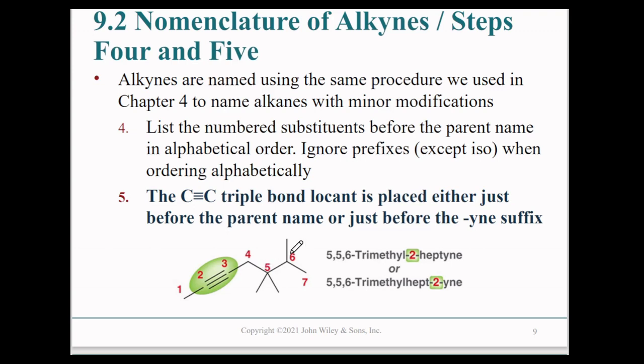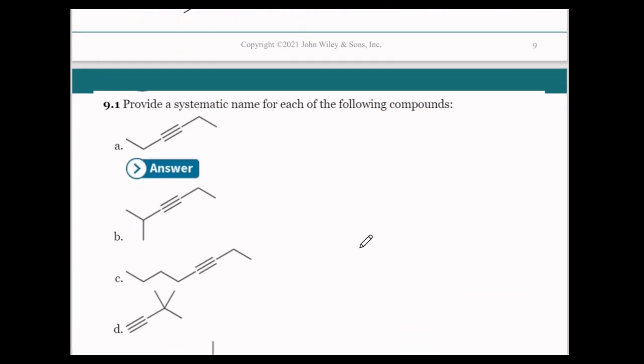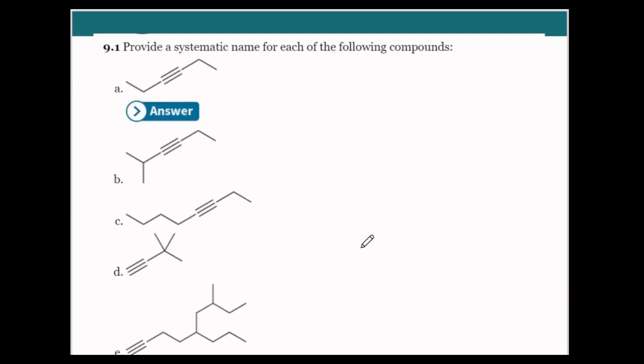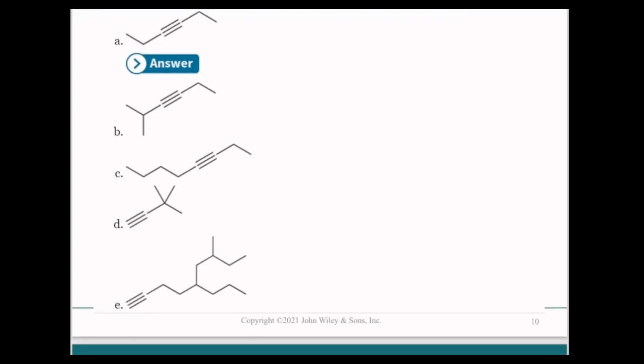All right, and so we see how to assemble this name just as we did previously. So we listed the numbered substituents before the parent in alphabetical order, and we placed the carbon-carbon triple bond locant either before the parent or before the suffix yne. All right, so let's get some practice with providing systematic names for the following molecules.